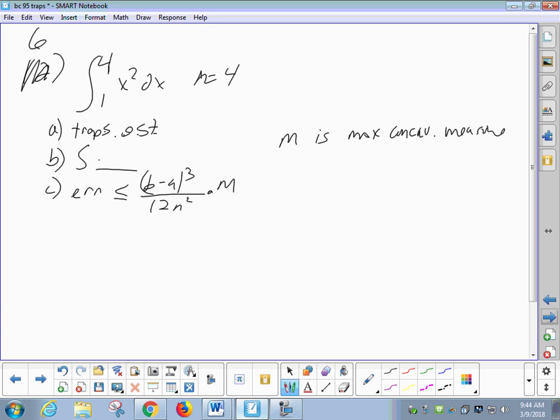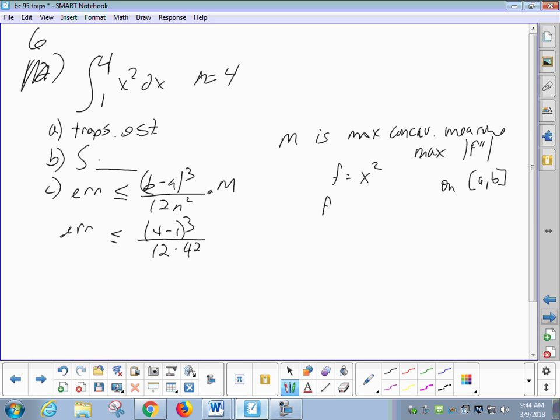All right, so in this case, the error is less than or equal to (b minus a) cubed, which is (4 minus 1) cubed, over 12 times, what was n for the problem? 4 squared, that's this. The function is x squared. Now, if I want the max concavity measure, then I want the max possible value. I don't care if it's concave up or concave down. So you're really saying the max positive or negative second derivative value on the interval. I don't really care what the greatest concavity is everywhere. I just want to know in this region what the greatest concavity is.